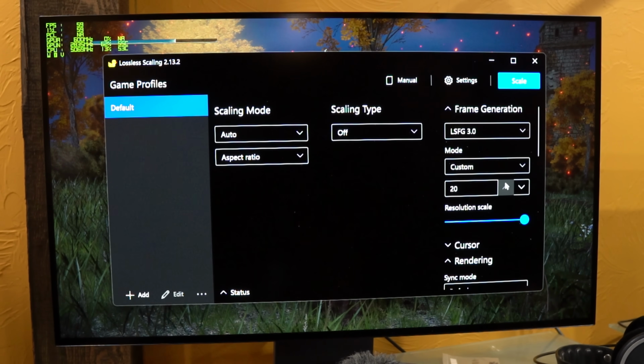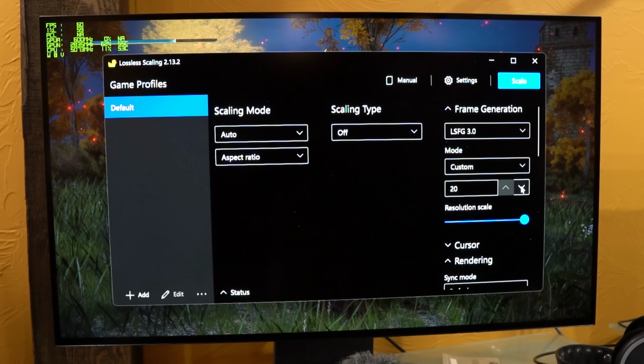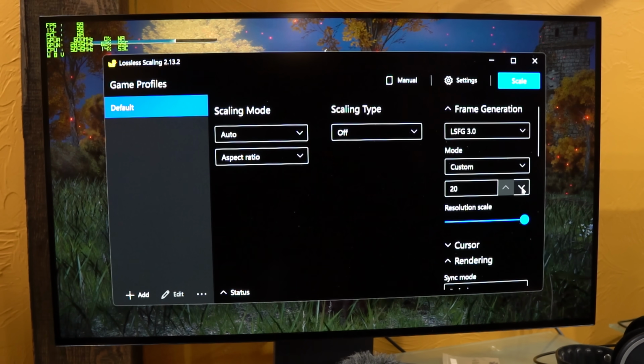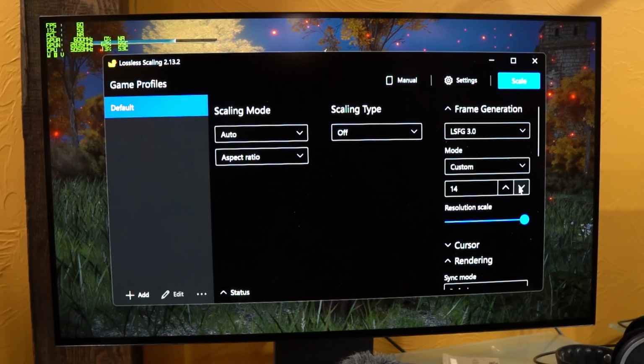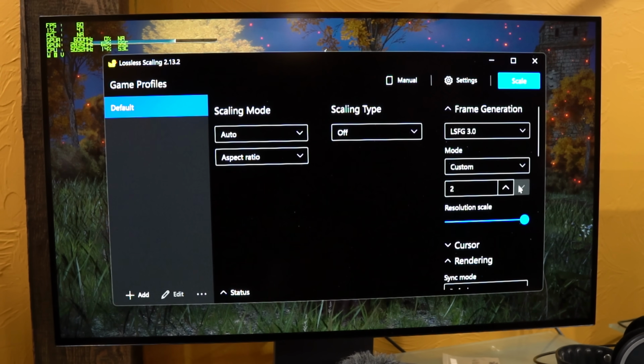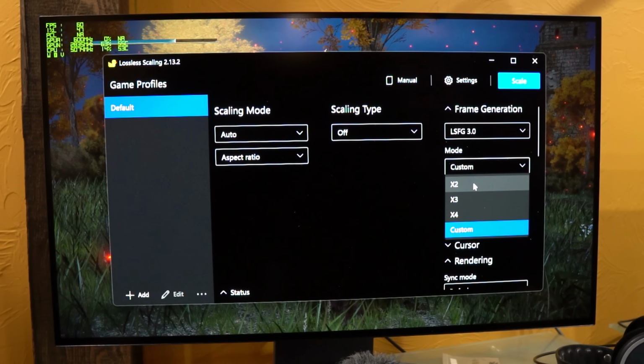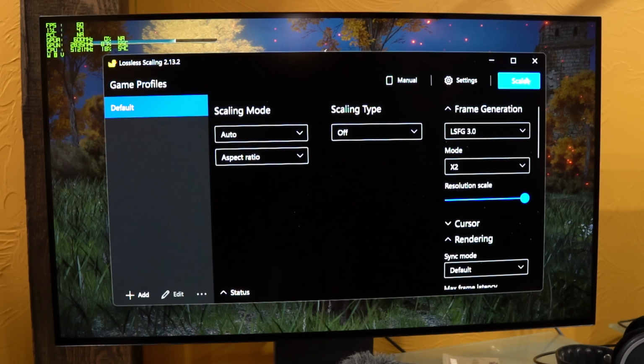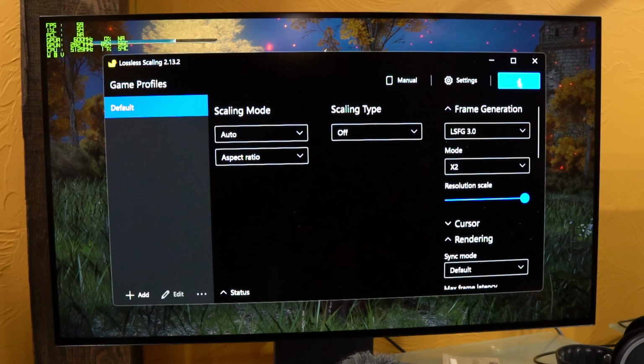There's no reason to generate frames above your monitor's max refresh rate. And the lower the base frame rate you begin at, the worse the quality of the frame generation is. So I really don't see what those super high modes are going to be particularly useful for. Let's start out with the times two mode to directly compare to Smooth Motion.